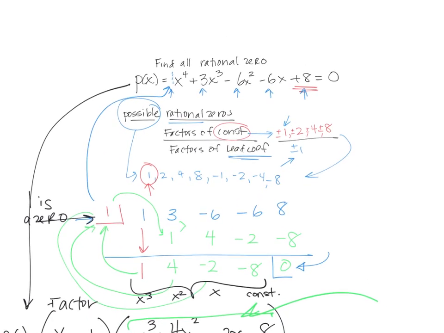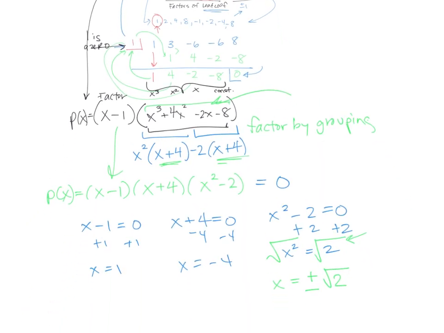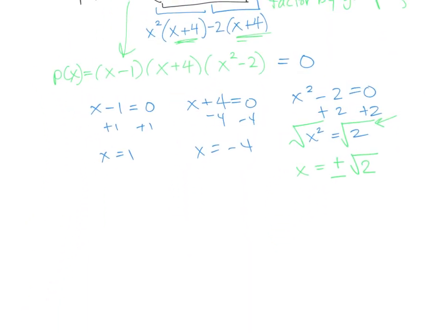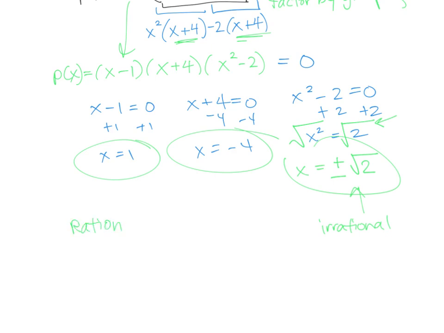Now the question said to only find rational zeros. So rational is always like the pretty ones. If you look back, these are all of the zeros, but these are irrational, since they don't come out of the square root, they're not the pretty numbers. And so the only rational zeros that we actually have for our function p of x are going to be the 1 and negative 4. So that would be your answer for this question. Hope that helps.